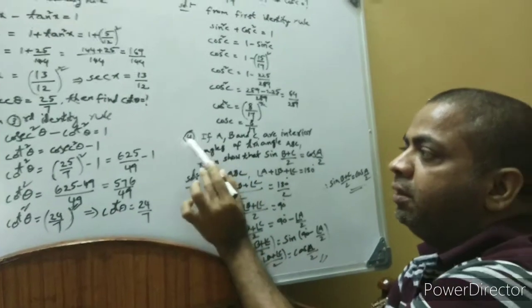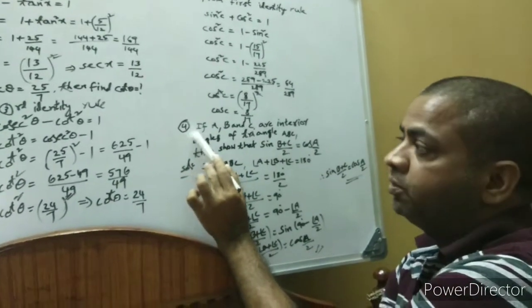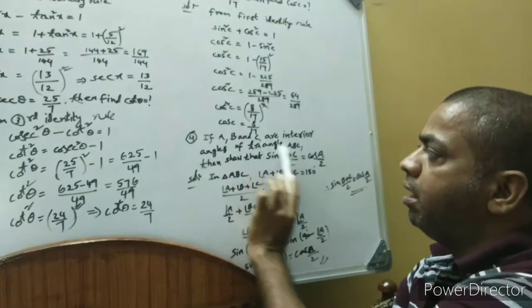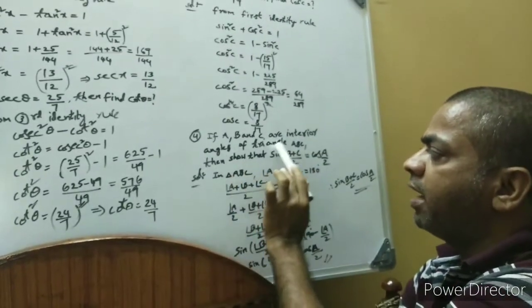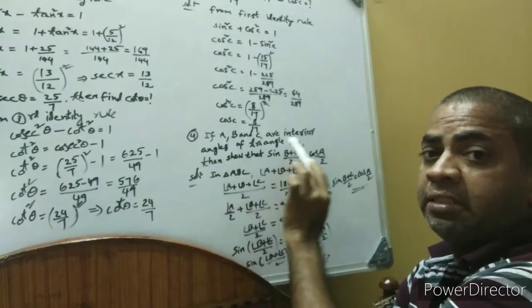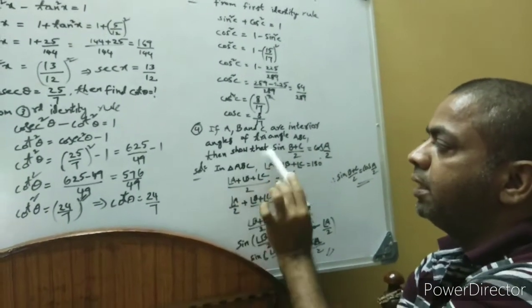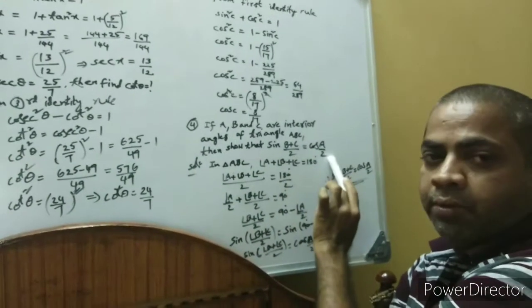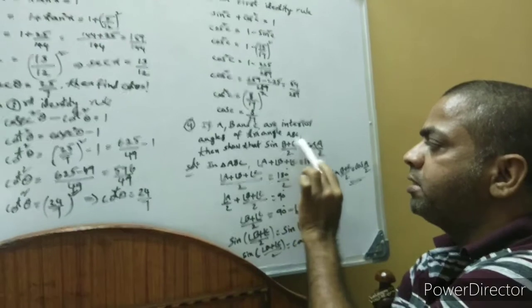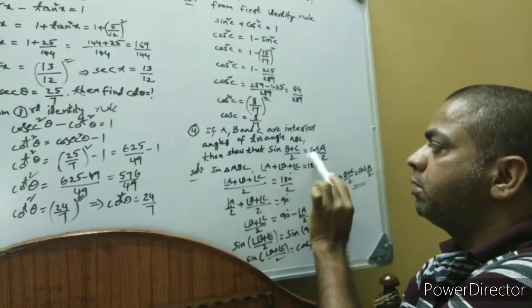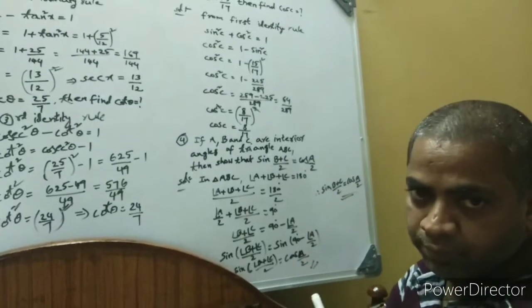And next I have to go to the fourth problem. If capital A, capital B, capital C are interior angles of triangle ABC, then show that sin of (B plus C) by 2 is equal to cos A by 2. That means sin of angle B plus angle C by 2 is equal to cos A by 2. That you have to prove.